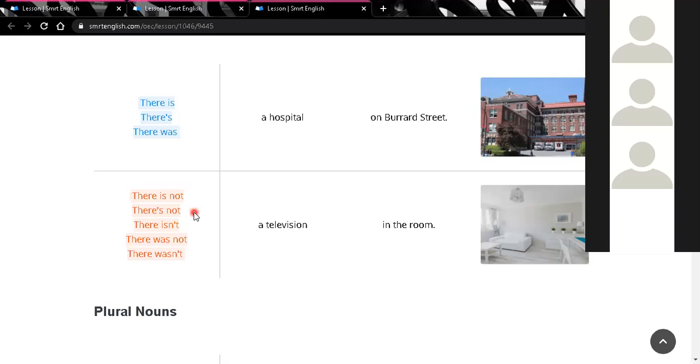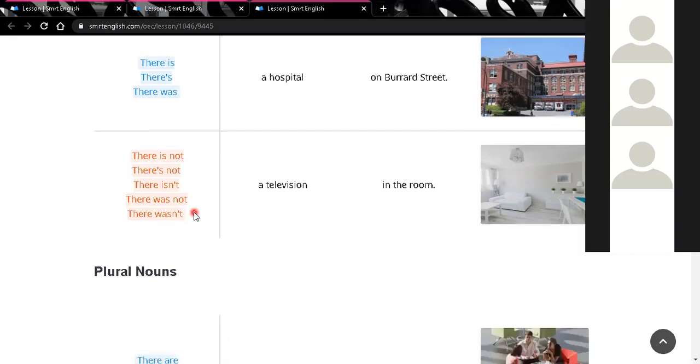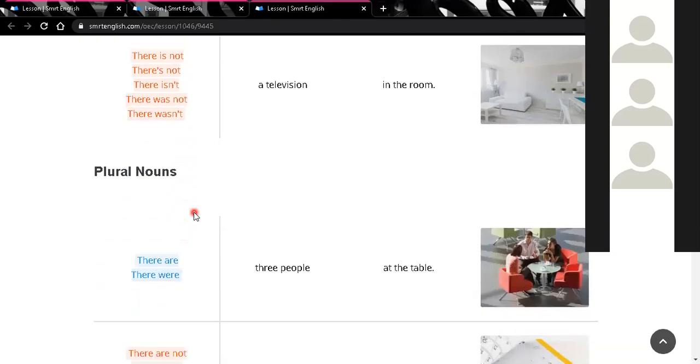There's not a television in the room. There isn't a television in the room. The first three are exactly the same, just said in different ways. And if I'm talking about the past, there was not a television in the room, or there wasn't a television in the room. Where can I use this? For example, let's say that I was already in the room, then I'm going home and I'm talking to someone. Oh, you know what? There wasn't a television in the room. It means that there is no television in that room. So there is for one thing, there isn't for one thing.